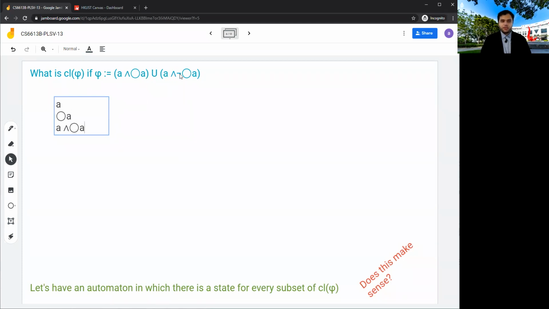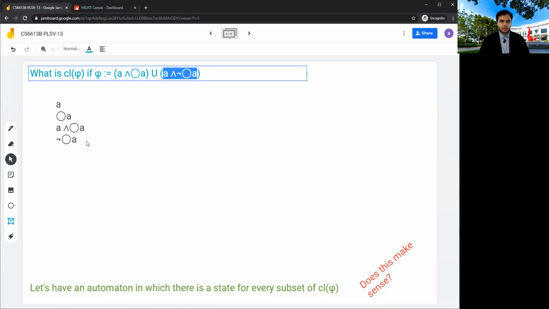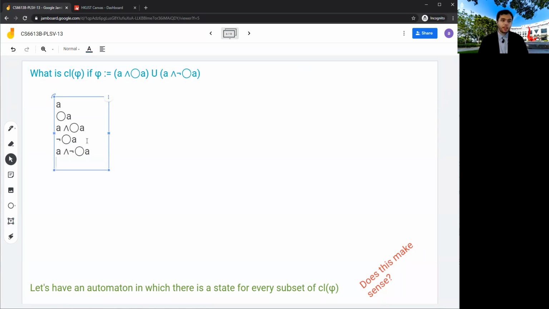Here we have A, which we had before as well, but we also have negation of next A. And then at this point we have A and not next A. And finally we have phi itself, right? So these are the subformulas. But what is the closure of phi? It's basically the set of subformulas and also their negations.